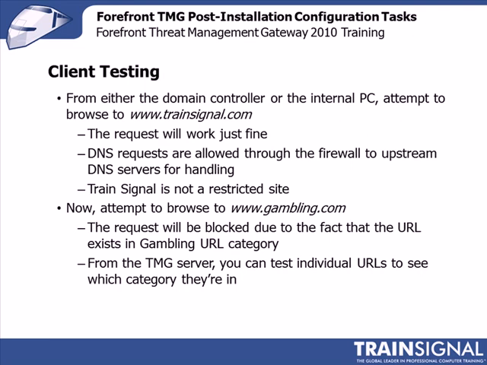Next, we're going to attempt to browse to www.gambling.com from the very same PC, and you're going to find that the request will be blocked due to the fact that it's on a URL in a restricted categories list. And from the Threat Management Gateway server itself, you can actually test individual URLs to see which category they might be in. So without further ado, let's go over to our Threat Management Gateway server and our Windows 7 desktop and make these things happen.